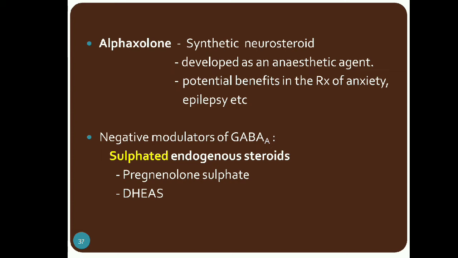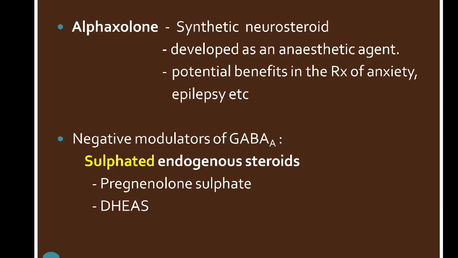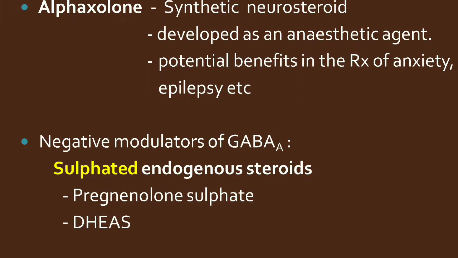So, negative modulators of GABA A are sulfated endogenous steroids: pregnenolone sulfate and DHEAS. Okay.